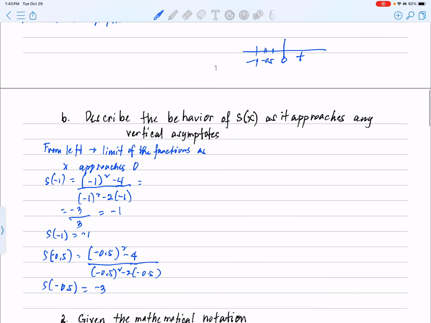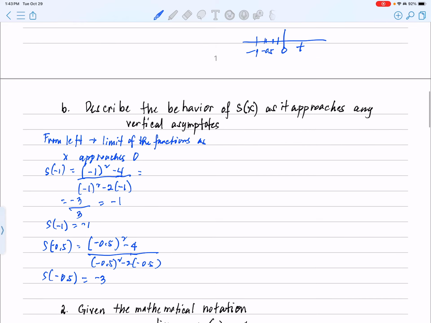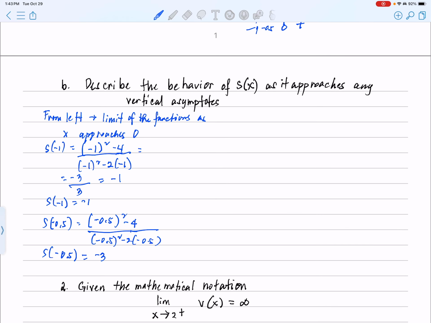I'll do one more. Very, very close this time. Let's say negative 0.25. S of negative 0.25. So negative 0.25 squared minus 4, then negative 0.25 squared minus 2 times negative 0.25. All right, simplifying by substituting after that. When we simplify, we come up with a negative 7.